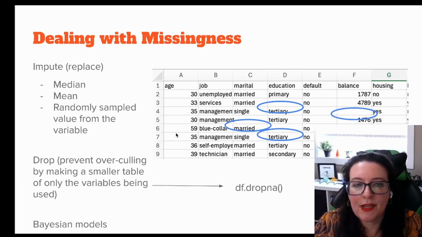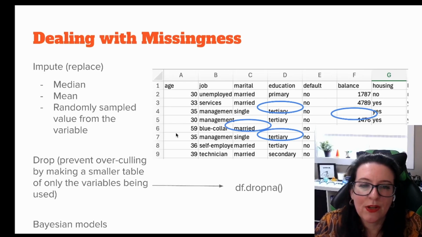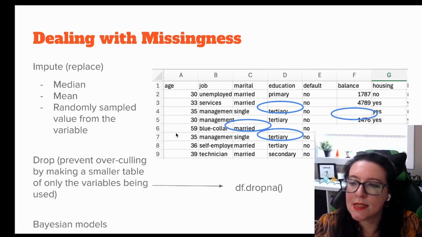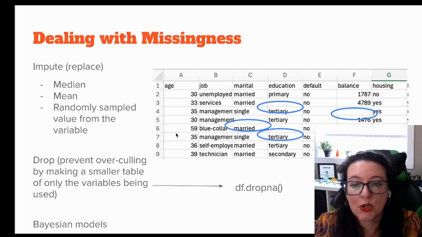Another alternative is to take that whole row. You can see row 5 here, this person age 30 in management, is missing information. Do we just drop that whole row? We want to be careful about dropping data from our data set, because if the missing information in row 5 is about marital status, and we're not going to use marital status in our algorithm or statistical model at all, then why would we get rid of that row? The fact that it's missing doesn't matter to us.